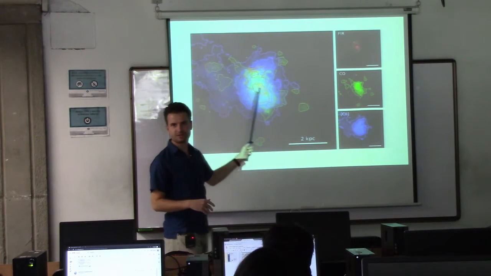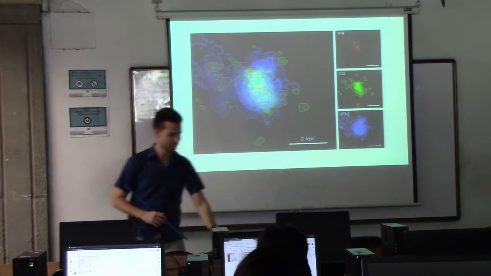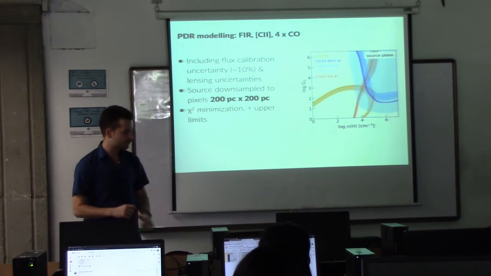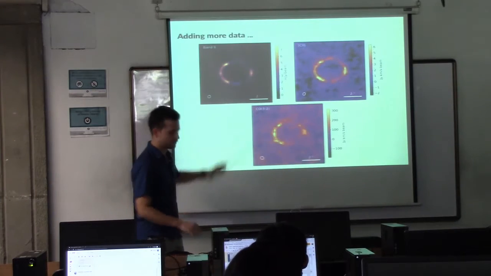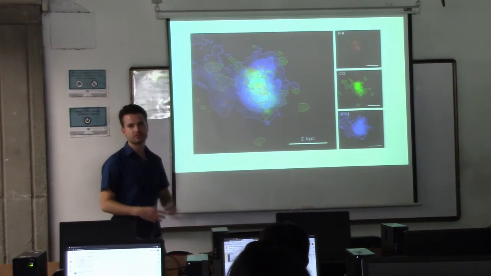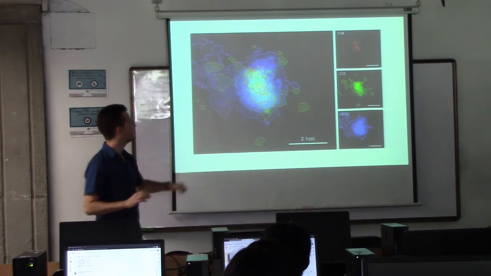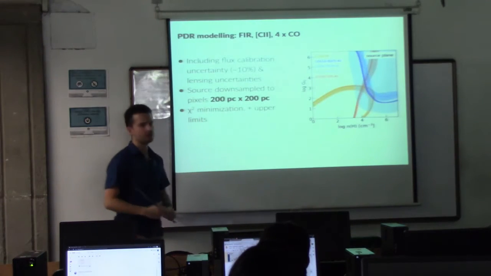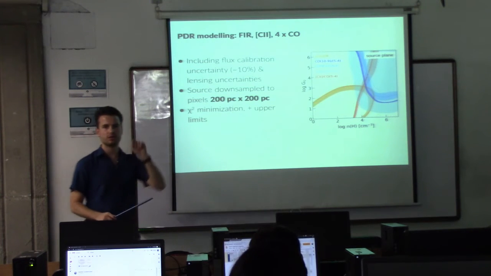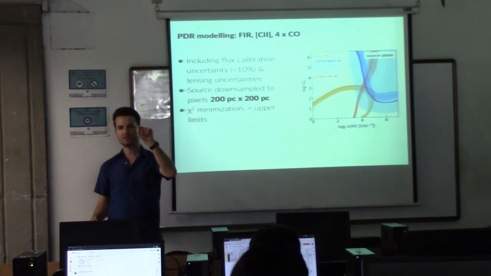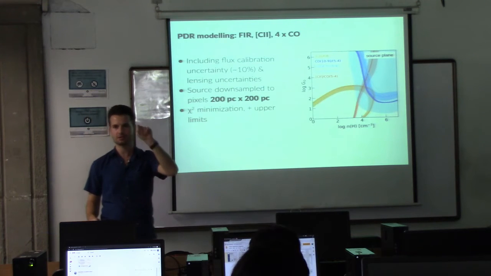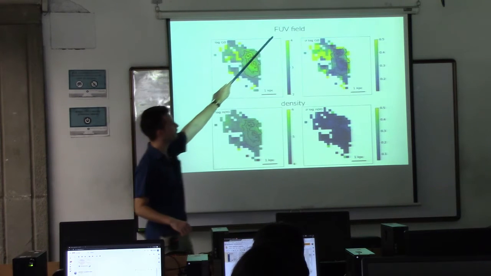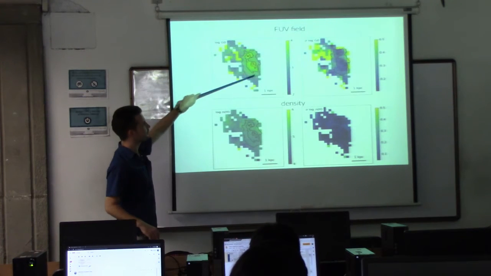And so we make this very nice image. What do we do with it? We can use radiative transfer models, because for each part of the source, we have several CO lines, a C II line, and far infrared continuum. So we can use radiative transfer models to model the properties of gas and dust in each part of the source. And for example, if you do this for the far UV field from stars, you get something like this.